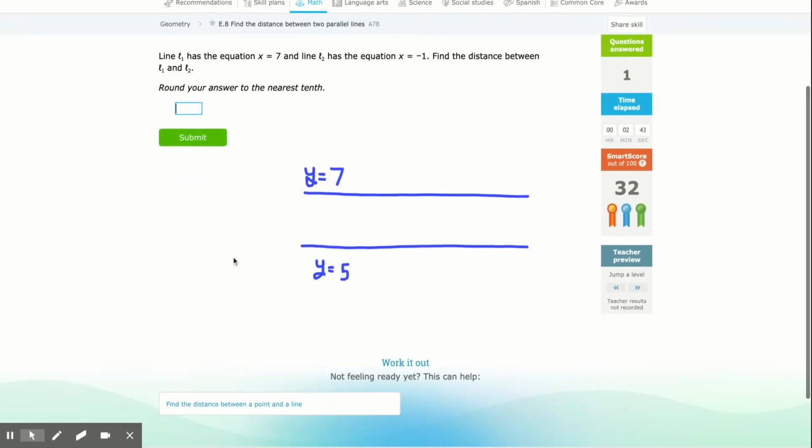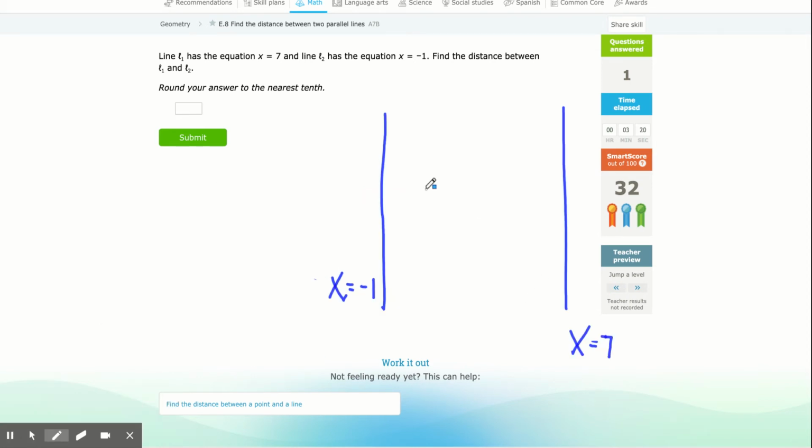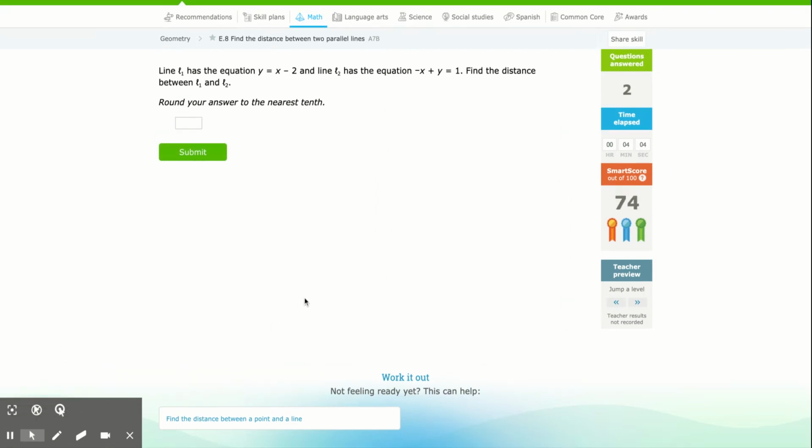Same principle applies if they are vertical lines, except with vertical lines, we want to find the distance between their x values. If we have a vertical line at x equals -1 and a vertical line at x equals 7, just how far away is -1 from 7? Well, it's 8 units away. So for horizontal and vertical lines, it's fairly simple. The problem is when it comes to lines that are not horizontal or vertical but are slanted. So let's do an example of one of those.